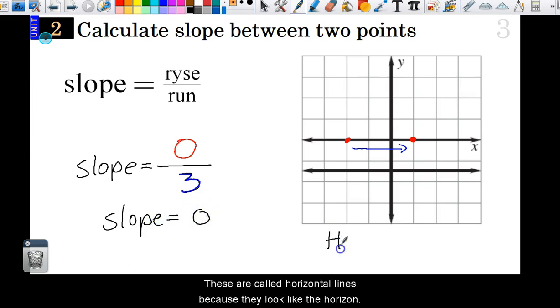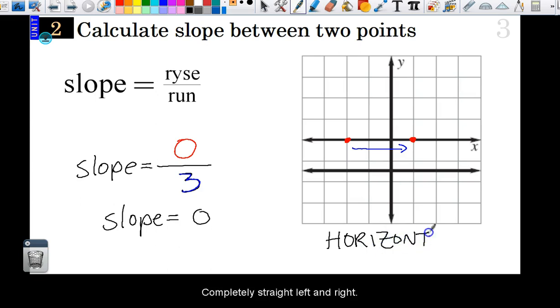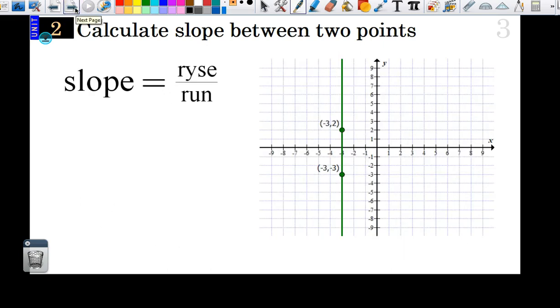These are called horizontal lines because they look like the horizon. They're completely straight left and right. What about this one? Well, I've identified 2 points here, (-3, -3) and (-3, 2). Well, the rise would be how much I went up. So I'm going to go 1, 2, 3, 4, 5. I went 5 up. How much did I run horizontally? Well, I did not run any horizontally. I did not move left or right.